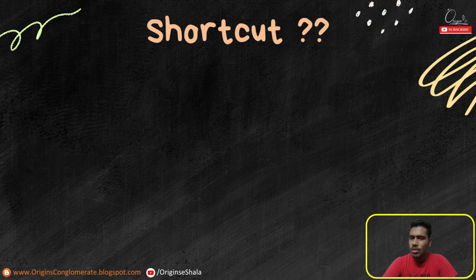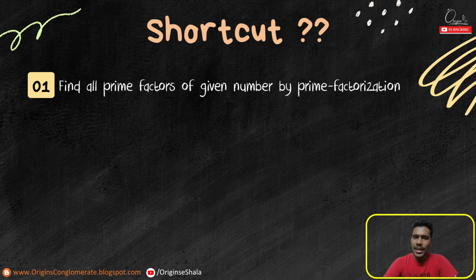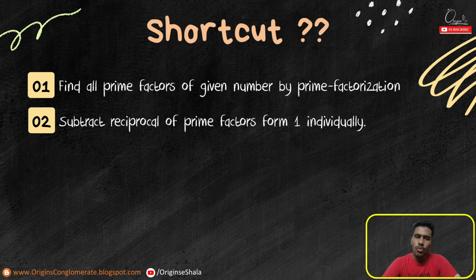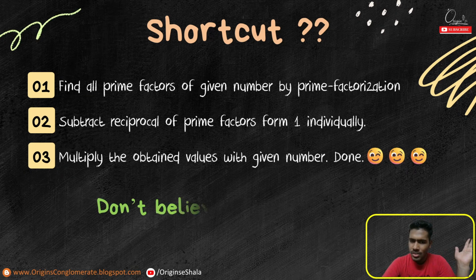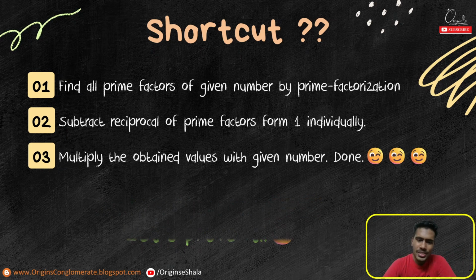Now the trick or the shortcut is simple. You need to find the prime factors of the given number by prime factorization. That is something we have been doing since the factors topic started, so it is very simple, and all of you can do it, I'm sure. Now the unique thing we have to do is, for whatever prime factors we find, we subtract their reciprocal from 1, for all the factors. And then multiply all these values with the number itself. Done. Don't believe me? Okay, let's prove it.